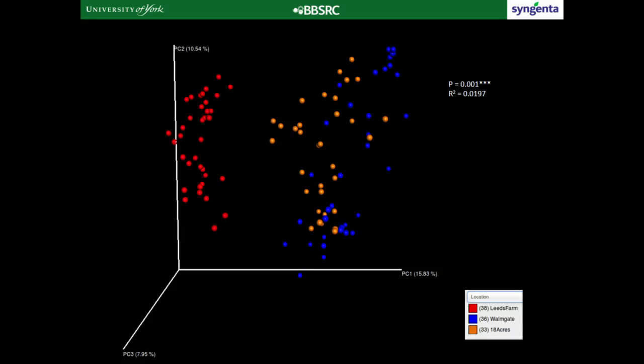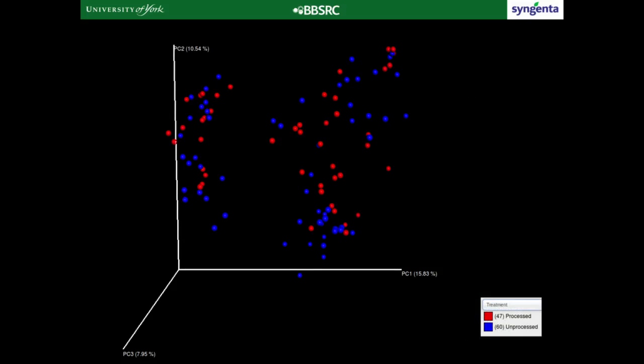So in red we have the Leeds University Farm, and in blue and yellow we have Warngate Stray and 18 acres respectively. We can see nice clear clustering according to soil type on the diagram here. This is unsurprising, as it's been shown before that different soil types will have different microbial communities, and a PERMANOVA showed that this was having a significant effect.